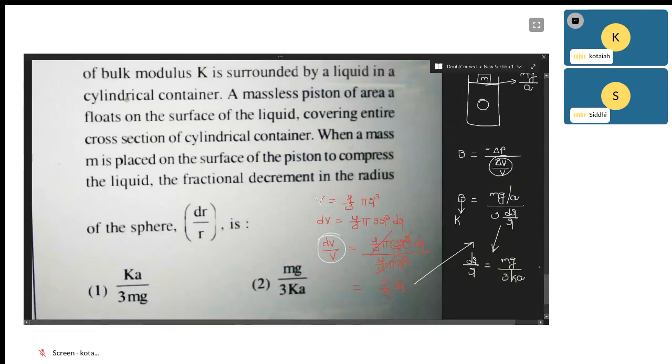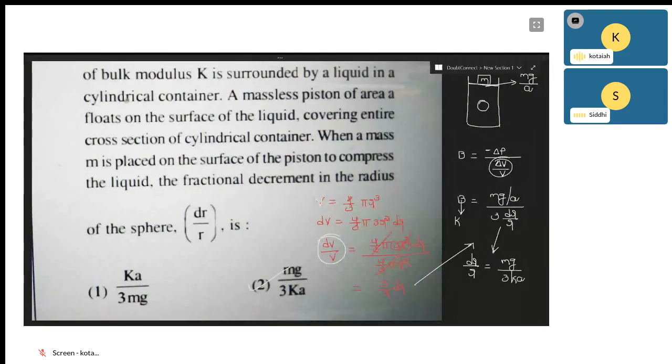Clear now? So change in pressure is nothing but mg by a. Delta V by V we have calculated like this with the help of differentiation. Understood? So option 2 is the correct answer. Let's go with the next question.